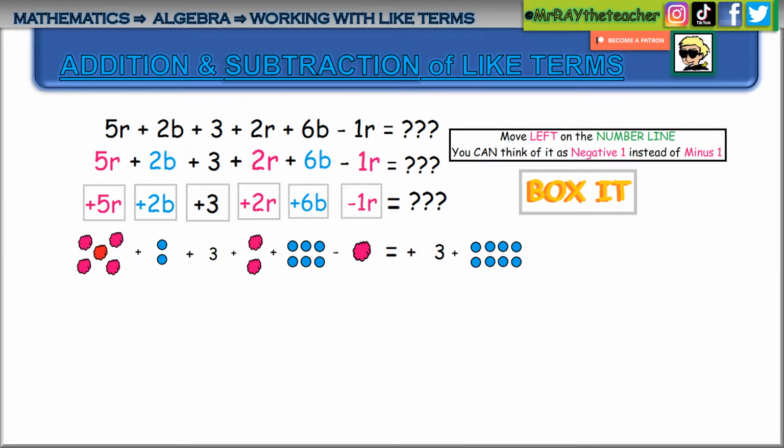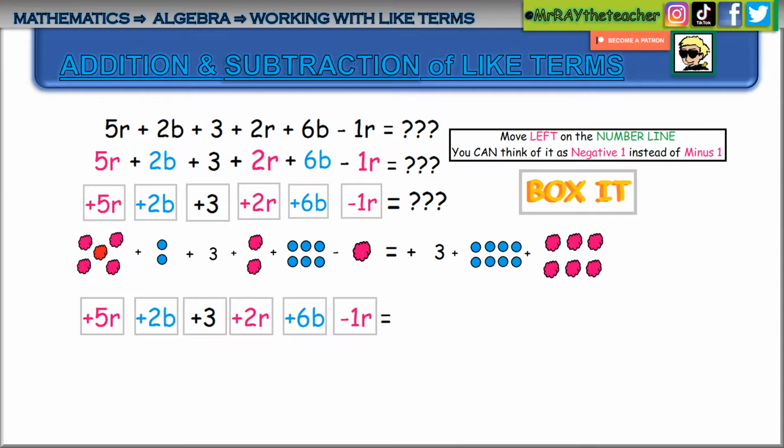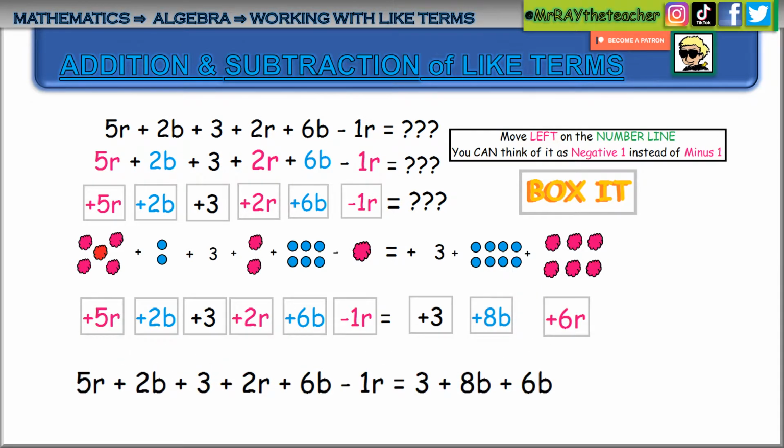Then we've got +8, because here we've got our blueberries, +8 blueberries, +6 raspberries. So we've got 7 raspberries here, -1 here leads us to the 6. Or in other words, if we really break it down, so we've got 5 raspberries, 2 blueberries, 3 no fruits, 2 raspberries again, 6 blueberries, and then we're going to get rid of 1 raspberry. And we're left with +3 plus 8b plus 6r.